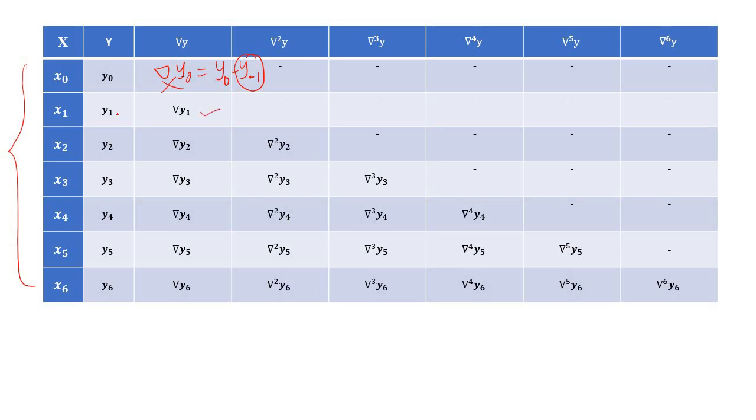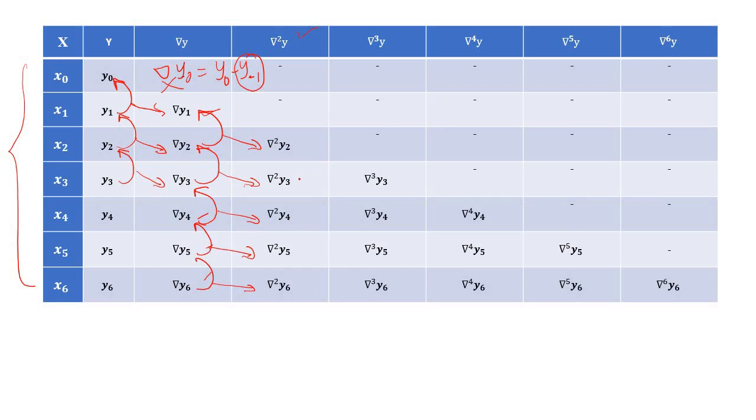To define this, y1 minus y0 gives del y1. y2 minus y1 gives del y2. y3 minus y2 gives del y3. Similarly, the remaining. Now to define the second order backward differences, del y2 minus del y1 gives del square y2. Del y3 minus del y2 gives del square y3. Similarly, the difference of these two gives del square y4. The difference of these two gives del square y5 and del square y6.